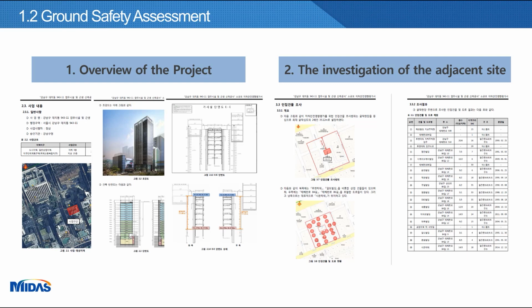As I introduced now, the first chapter is an overview of the building project, including project location, blueprint, building size, excavation area and depth, construction period, and showing design drawings for the excavation. The second one is the investigation of the neighboring construction sites, buildings, and roads. And on this page, underground utility investigation is dealt with importantly.